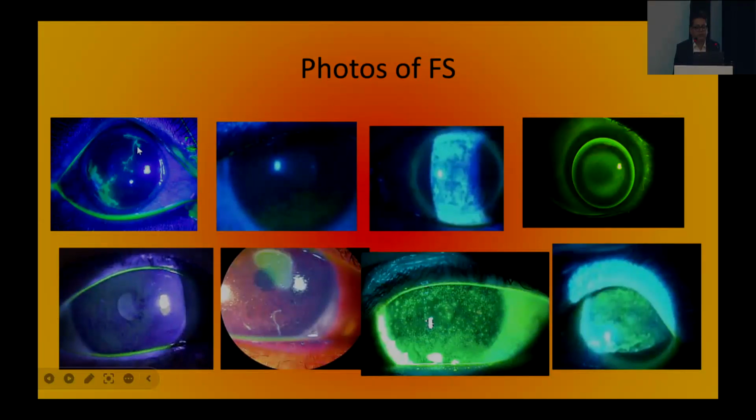Can anyone elaborate what this fluorescein staining is? Any PG? This is a dendritic ulcer. This patient has diffuse SPK. This patient used ganciclovir by himself for more than 2 months, so landed up with medicamentosa. This is the contact lens fitting. This one is the Seidel test also.